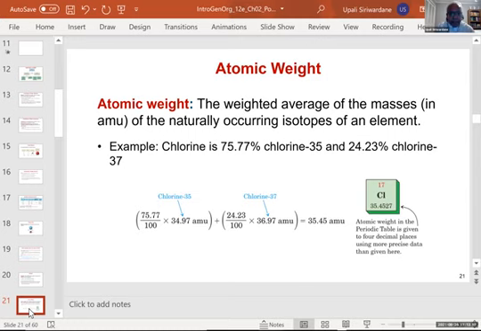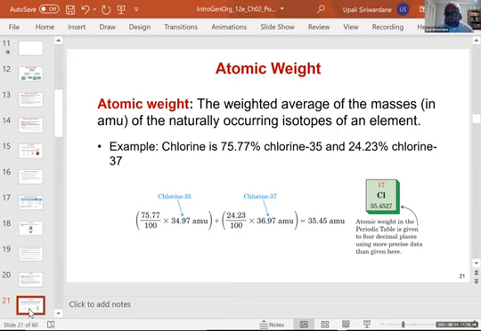For chlorine 35, it is 75.77 divided by 100 multiplied by its isotopic mass, plus the abundance of chlorine 37 divided by 100 multiplied by its isotopic mass. So we get the answer rounded off to 4 significant digits, 35.45 in this case.